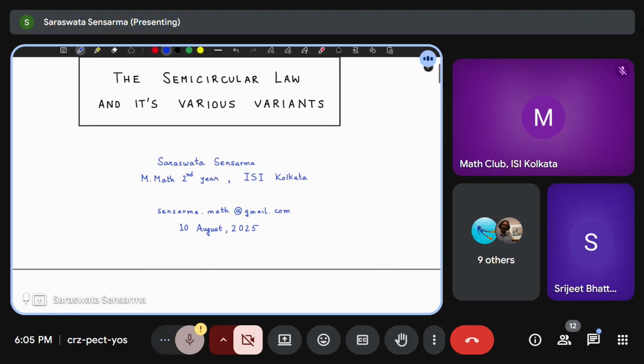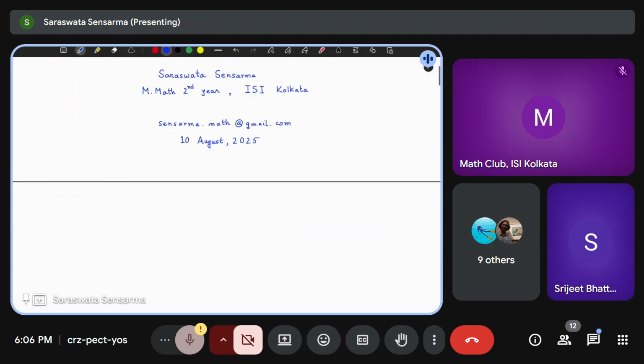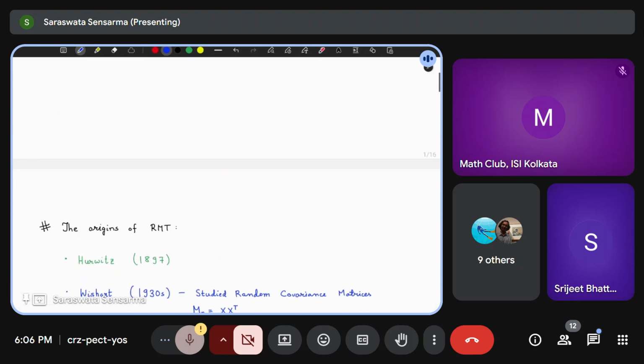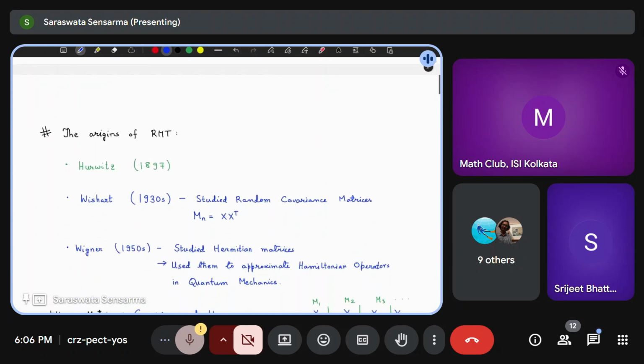I'll begin with the semicircular law, which comes up in many contexts. It historically came up first in the context of random matrix theory, and today we'll be discussing it only in the context of random matrix theory. So before starting, let's look at the history of random matrices and how this all came to be. One of the first works on this was done by Wishart in the 1930s, where he studied random covariance matrices.